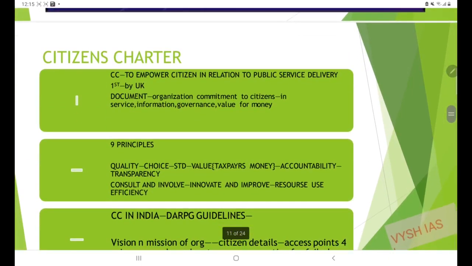Then next we will move on to the Citizens Charter. Actually this is also part of GS for ethics, but here also you can use it. Then what is Citizen Charter? It is like empowering citizens. Since awareness is the main problem, a citizen has to be made aware through any means. One such means is Citizen Charter. Here we are giving the citizen the details about the public service delivery, and this concept is taken from the UK.